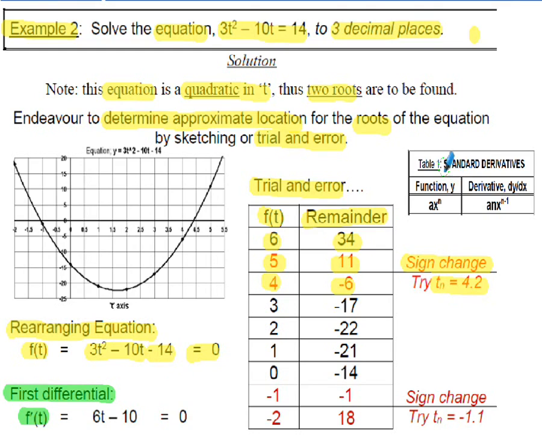I've repeated the standard derivative table here for convenience for ax to the n. We find that we get 3t squared, the ax to the n differentiates to anx to the n minus 1, or in this case that will be 6t. The negative 10t differentiates to negative 10, and the constant negative 14 disappears when we differentiate. So now we have our function dash t equation.